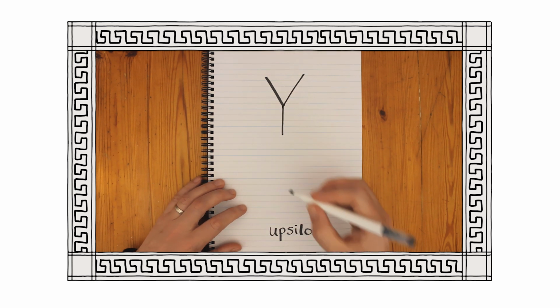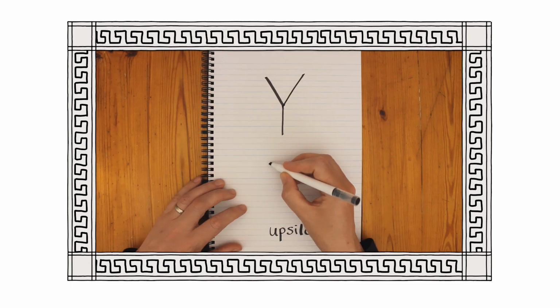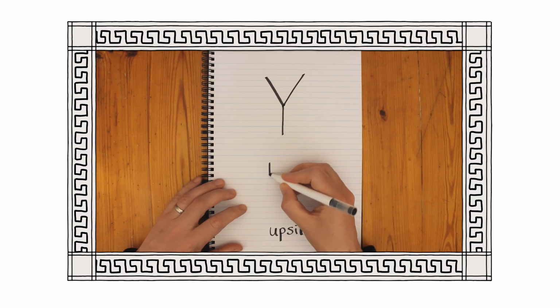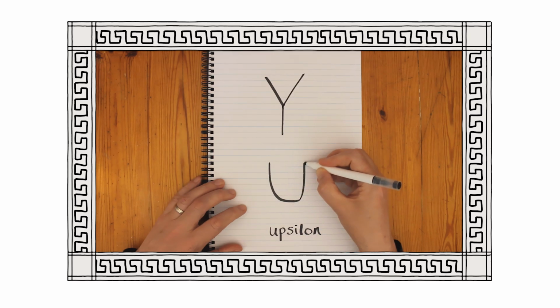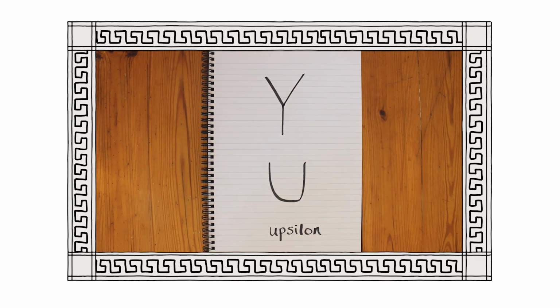The lowercase upsilon looks like our U. Start top left, draw a vertical line down towards bottom left, curve at the bottom, round towards bottom right, and then up towards top right.